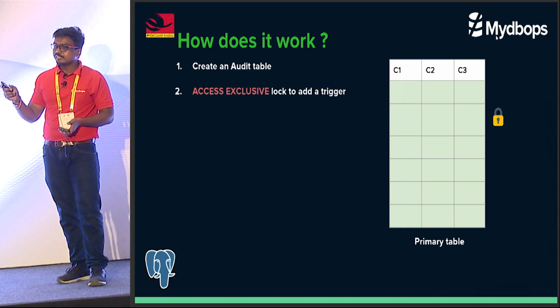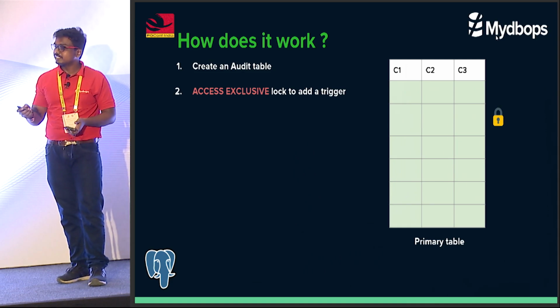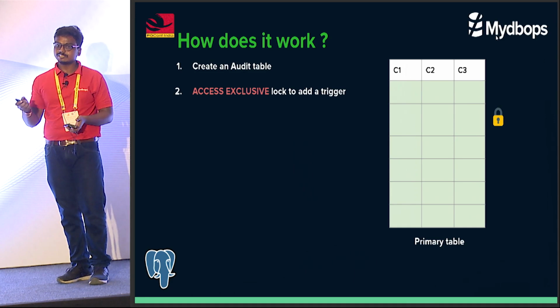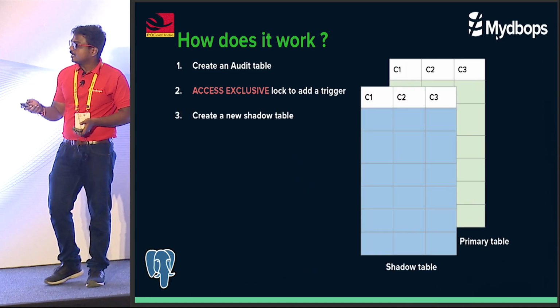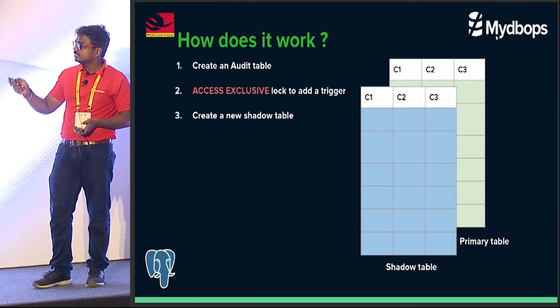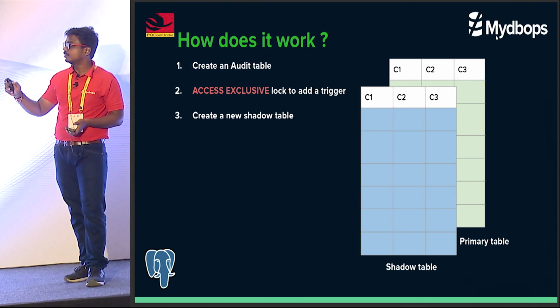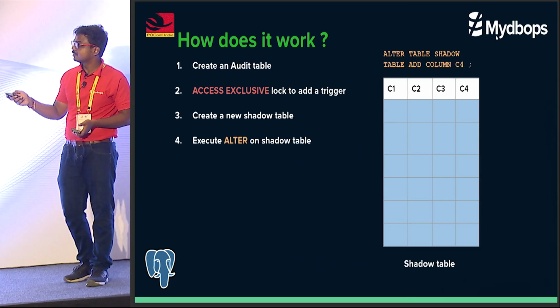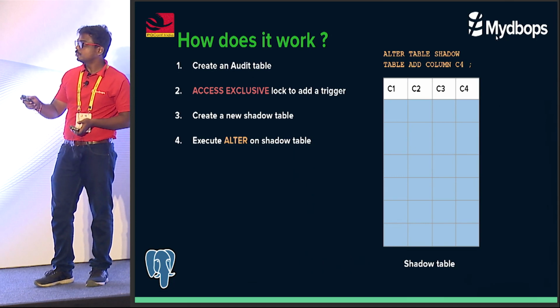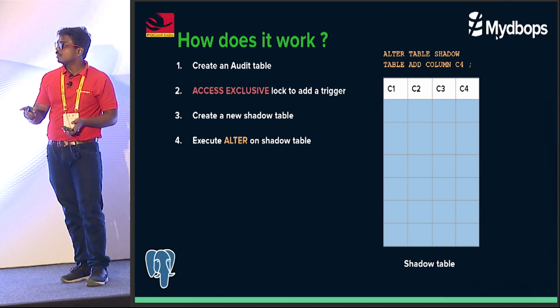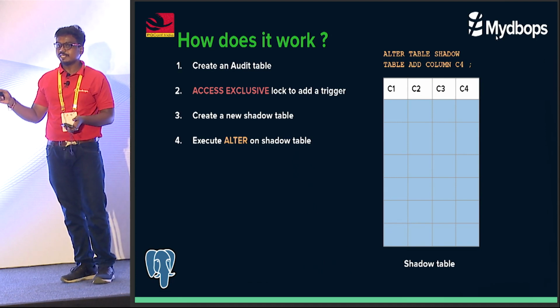Okay, so it requires an access exclusive lock, but only for a very, very minimal time, maybe less than a second. Your applications won't feel that. And then it will create a new shadow table which is an exact equivalent of your production table. It's only the structure, it won't have any data. And then next, it will execute the alter which you have given, not on the production table, but on your shadow table, which is empty. It won't have any data set.